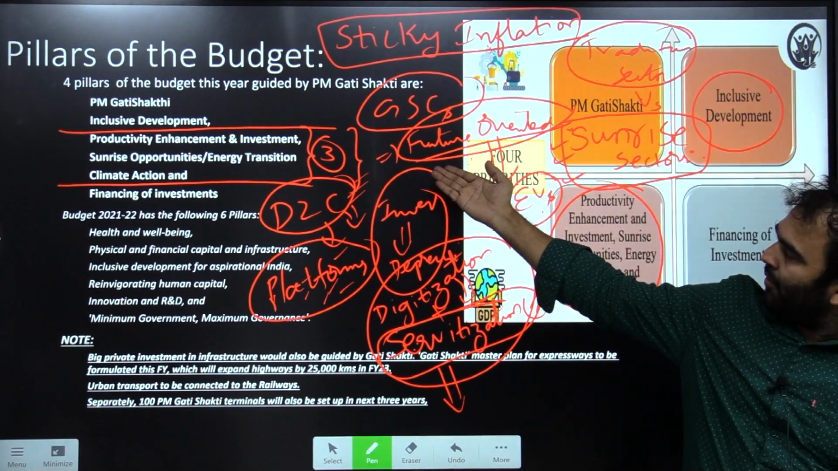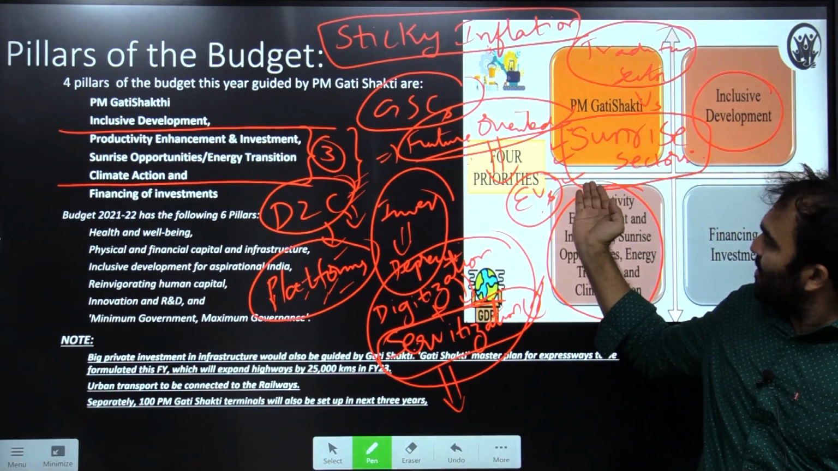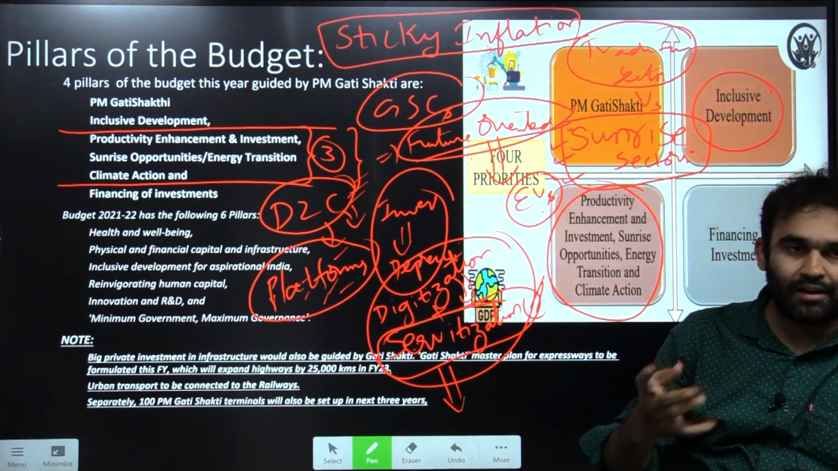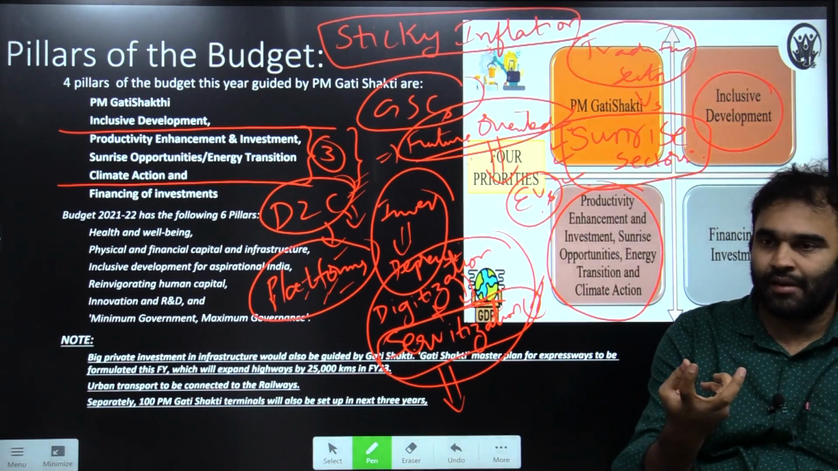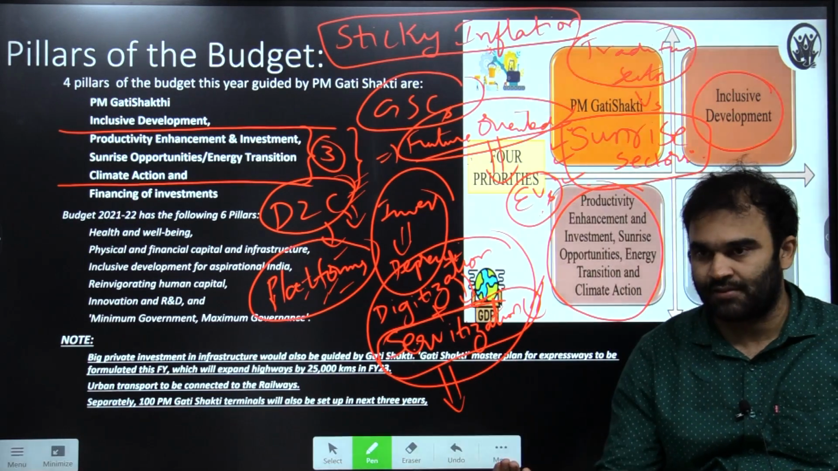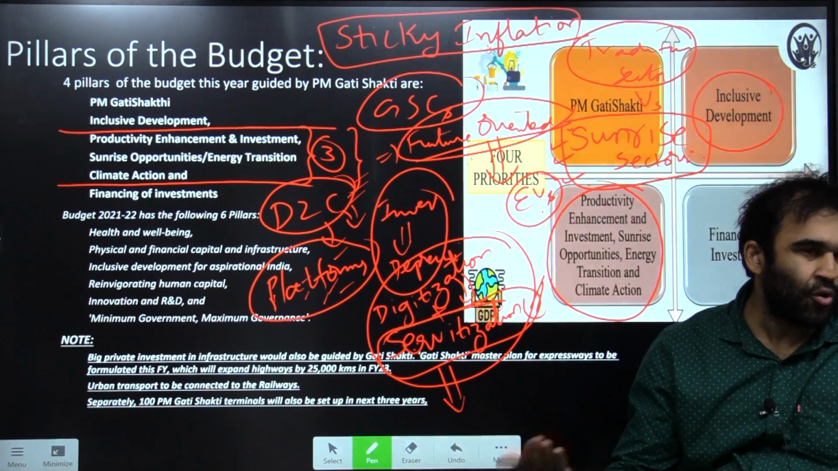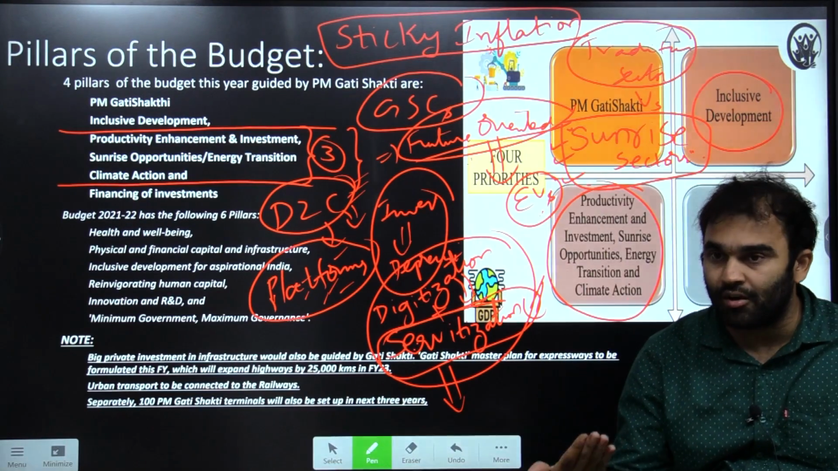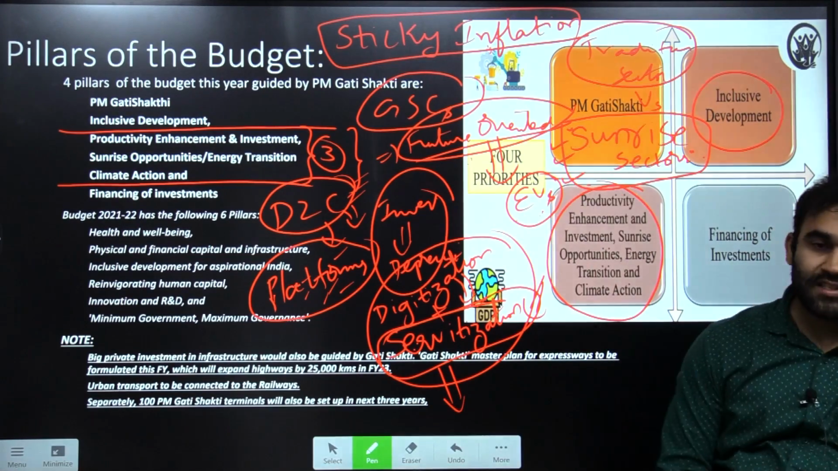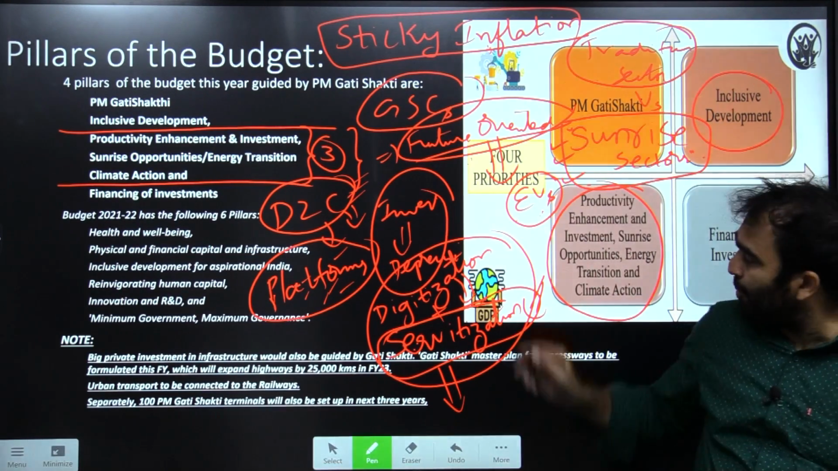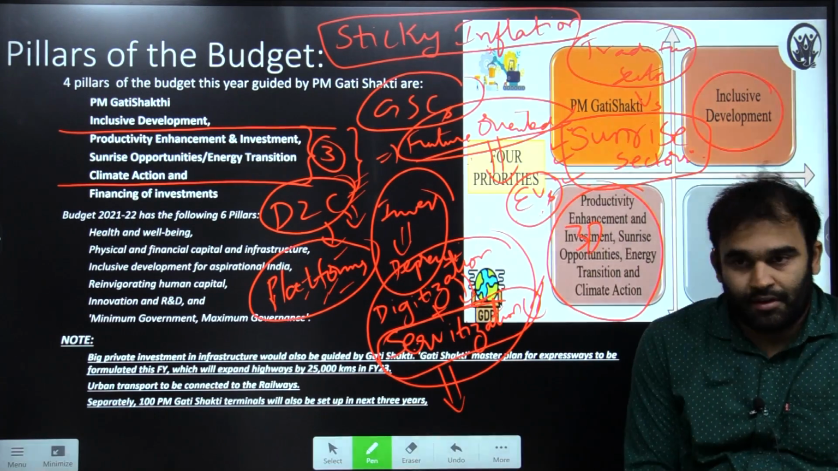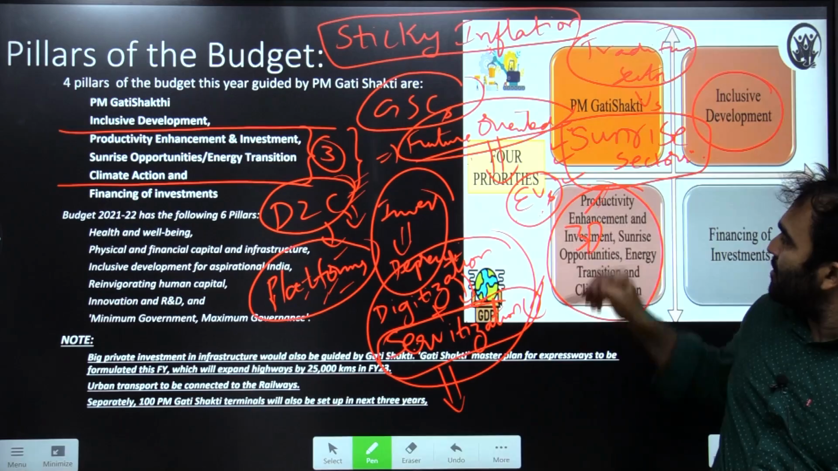So where were we? We were talking about sunrise opportunities, right? Sunrise sectors need to be provided that extra additional environmental cushion so that they can grow into full-scale sectors in the future. So all such new generation technologies. Talk about EVs. EV is one of the sunrise sectors. 3D printing or 3D manufacturing is one type of industrial sunrise sector.